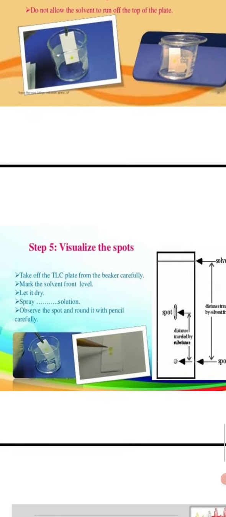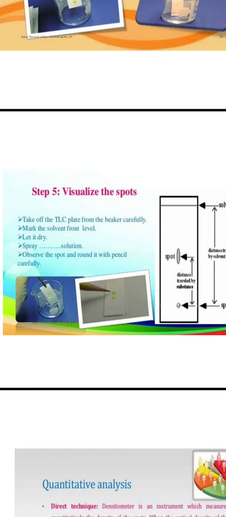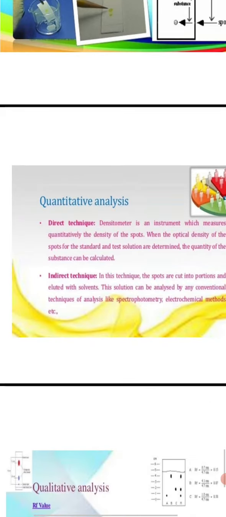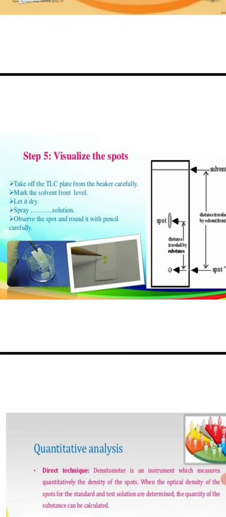In the next step, visualize the spot. Take the TLC plate out of the beaker carefully and mark the solvent front level. Then let it dry and spray the spraying reagent or different visualizing reagent solution, observe the spot and circle it with the pencil carefully. This is the last step of the TLC, that is the visualization of the spot.